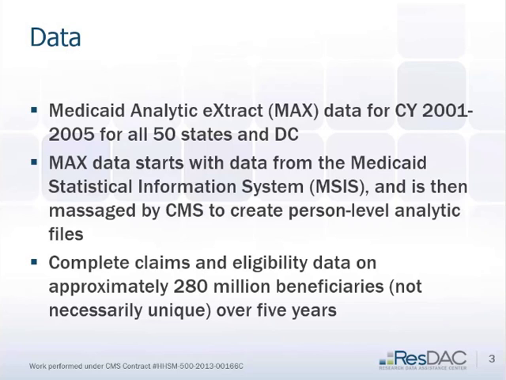We had a few more years of data at this point: 2001 through 2005 for 50 states and DC. And just a little bit of background on how MAX is developed. We had about 280 million beneficiaries at the start of the study, and that's counting people multiple times when they're in multiple years. But we had a lot of data.